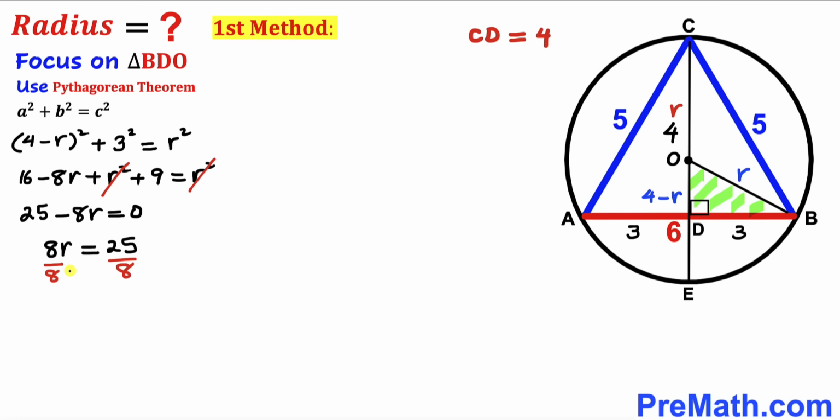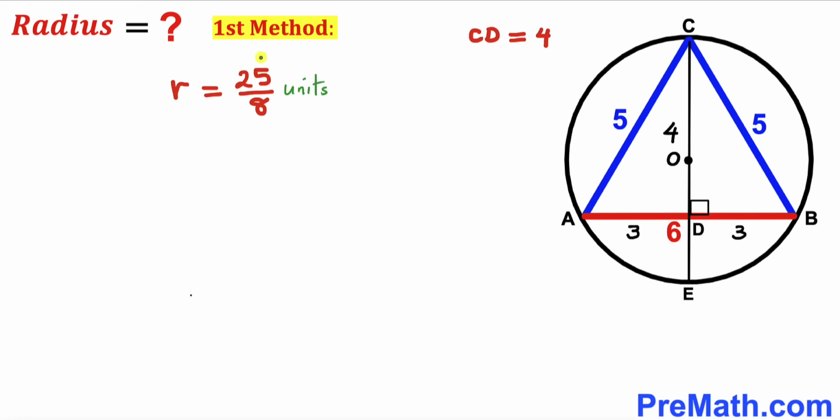In this next step, I am going to divide both sides by 8 to isolate the radius r. This 8 and 8 is gone. So our radius r value simply turns out to be 25 divided by 8 units. Thus the radius r value turns out to be 25 divided by 8 units by using the very first method. And here's the second method that I'm going to share with you.